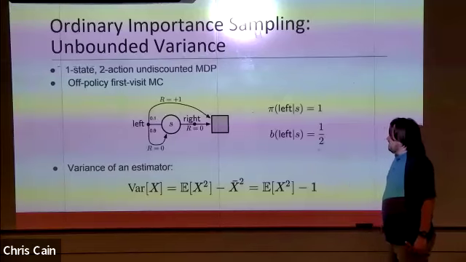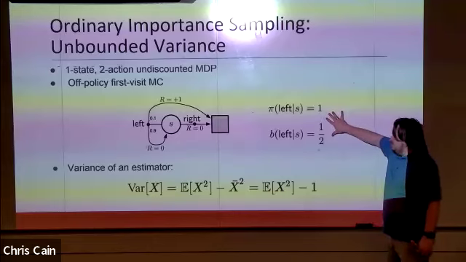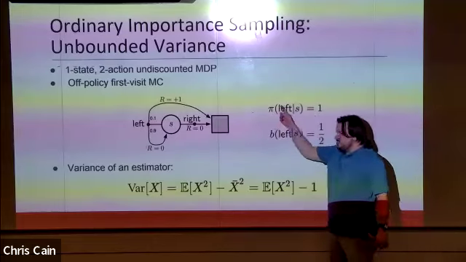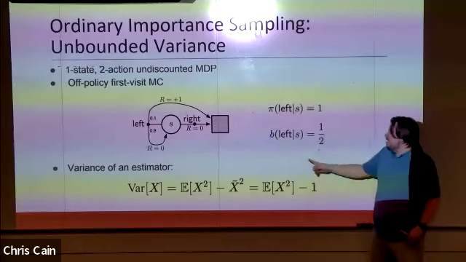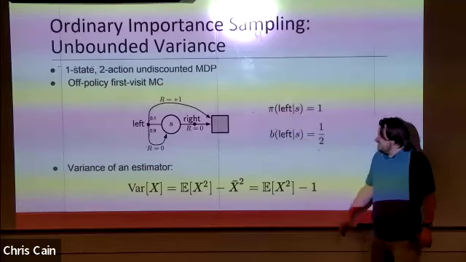Let's say we now want to figure out the different ways that two different policies would work. So what is the probability of choosing left, given that we're in this state?